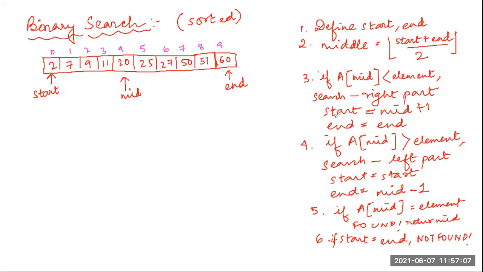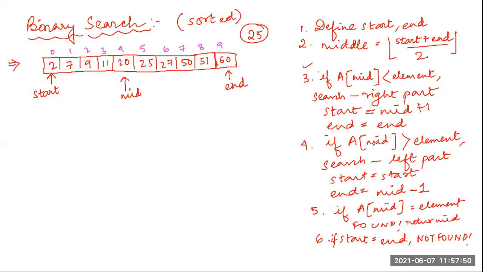So suppose I am searching for an element. Suppose I am searching for the element 25. I will start from this step according to this algorithm. I have set my start, end, and calculated my middle. Then from the third step, I will check my element to search, 25. Is it greater than 20 or lesser than 20? I am seeing that it is greater than 20.